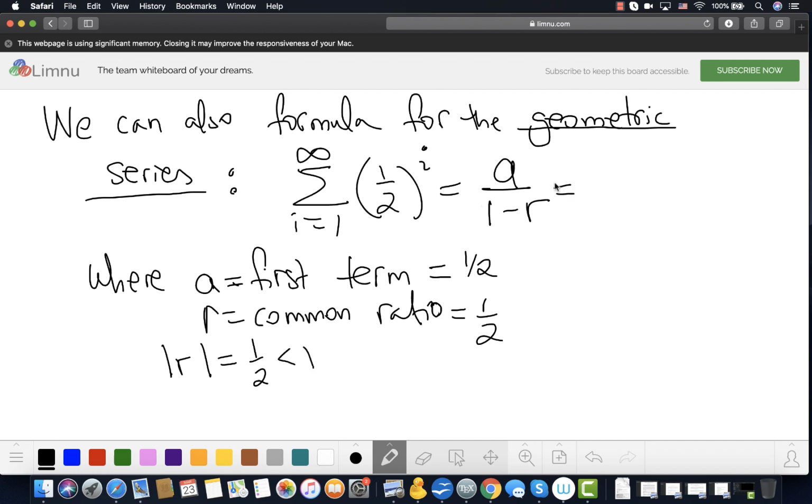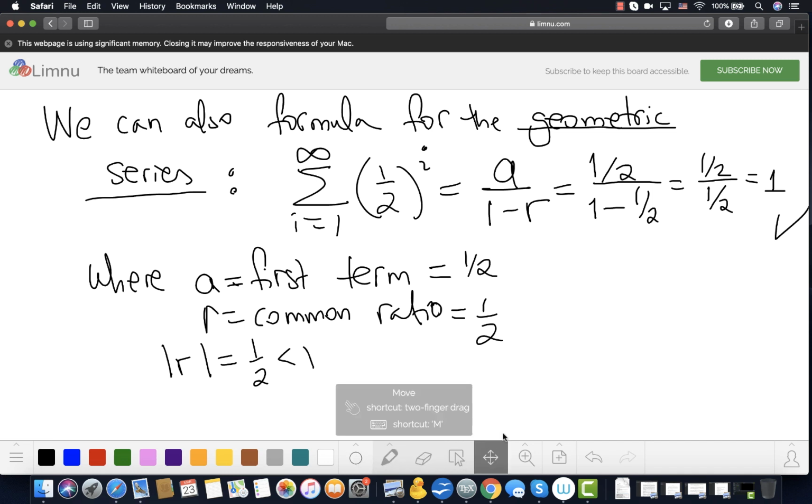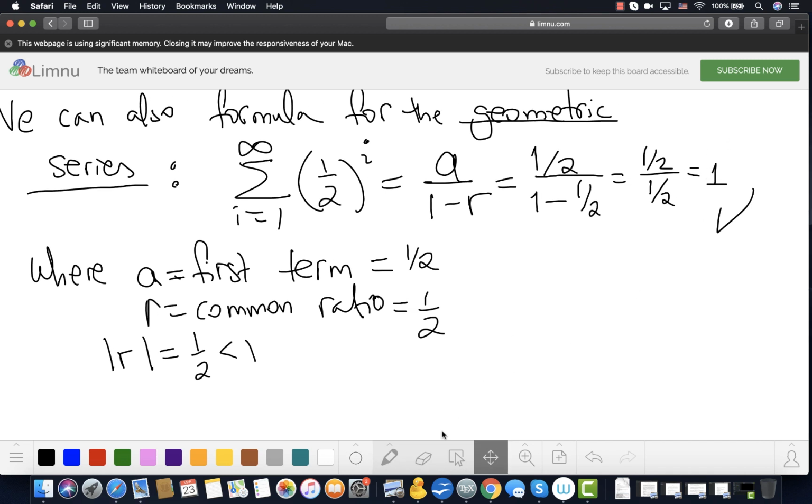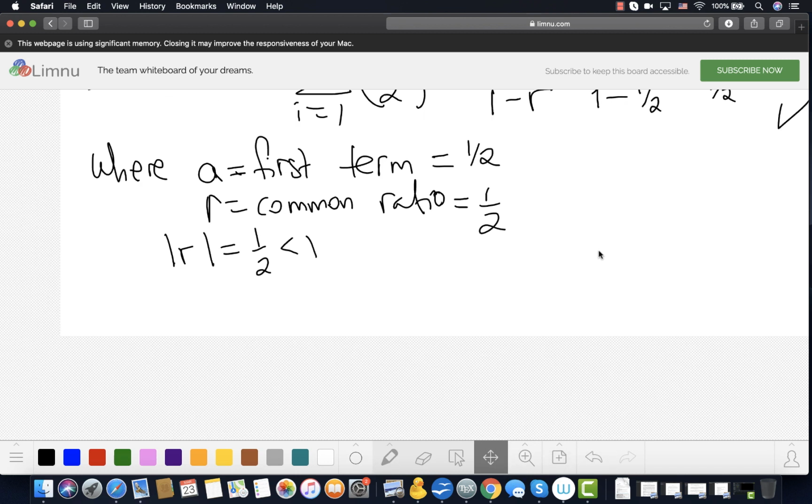So what do we get? We get 1/2 for a, and for r, we also have 1/2. So we get 1/2 divided by 1 minus 1/2, which is 1/2 divided by 1/2, which is 1. So again, check mark. We get the same answer of 1 as before. Great.